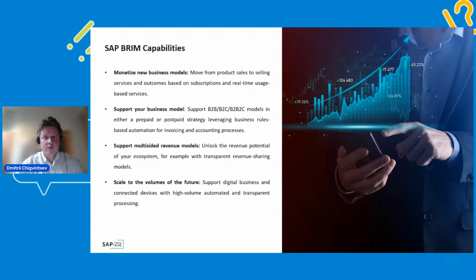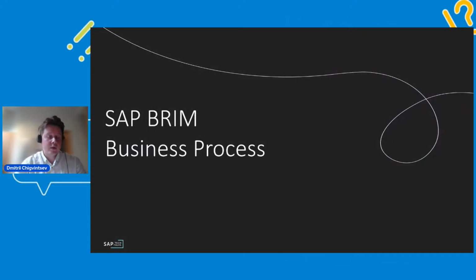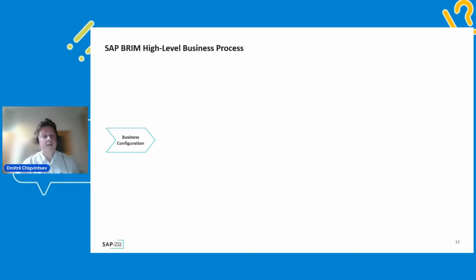Now that we understand the capabilities of the product in general, let's look in detail at what the process looks like, and what objects we have in BRIM. Again, let's start from a very high-level picture.